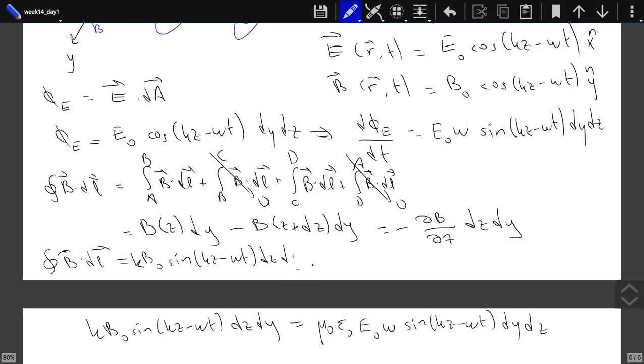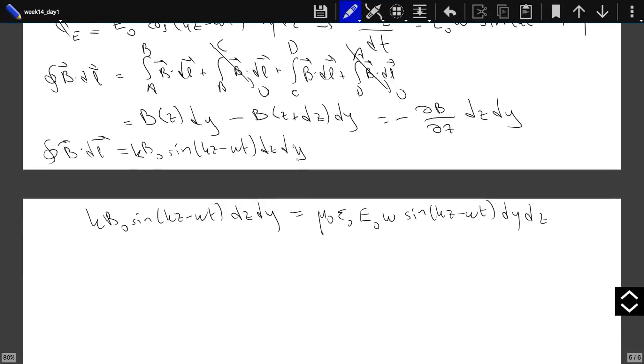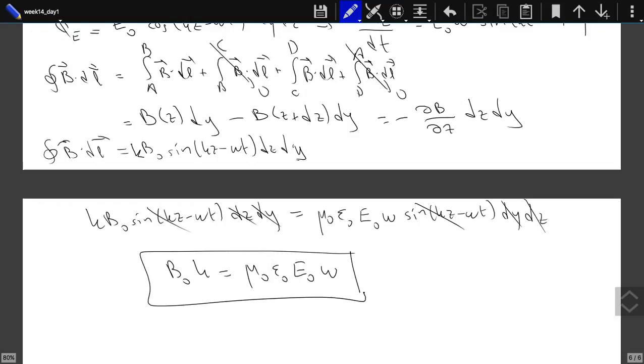Sorry, this is dz. No, this is dy, sorry. Okay. And again, I have many cancellations. So what I end up having is B0 times K should be equal to mu0 epsilon 0 E0 times omega. This is the second condition that these coefficients should satisfy.